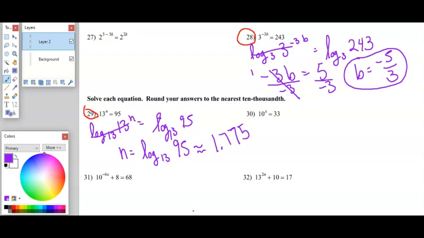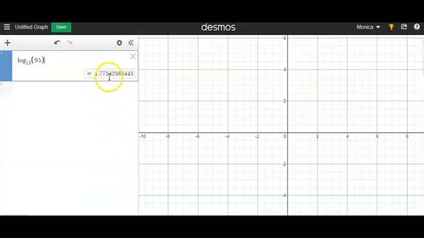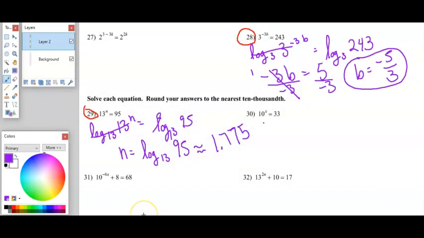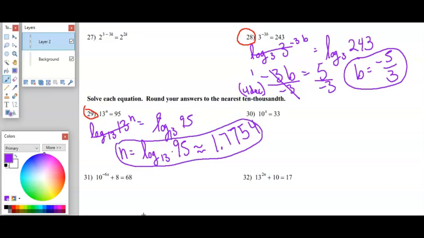It says 10,000th. So I'll do one more decimal place. We have tenths, hundredths, thousandths, and then 10,000ths. So that's 4 decimals. So this would be your answer. For these, I want you to write both the exact answer and the approximate. And then, of course, the steps needed to get to the answer.